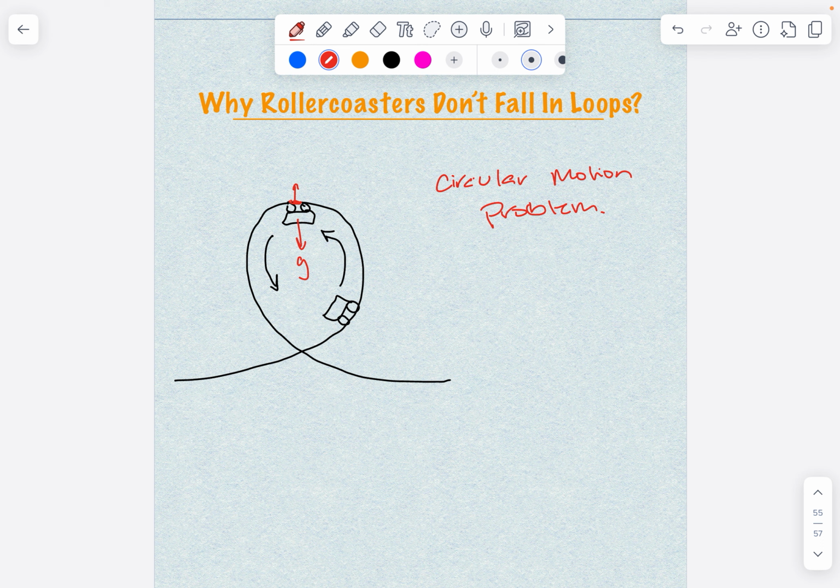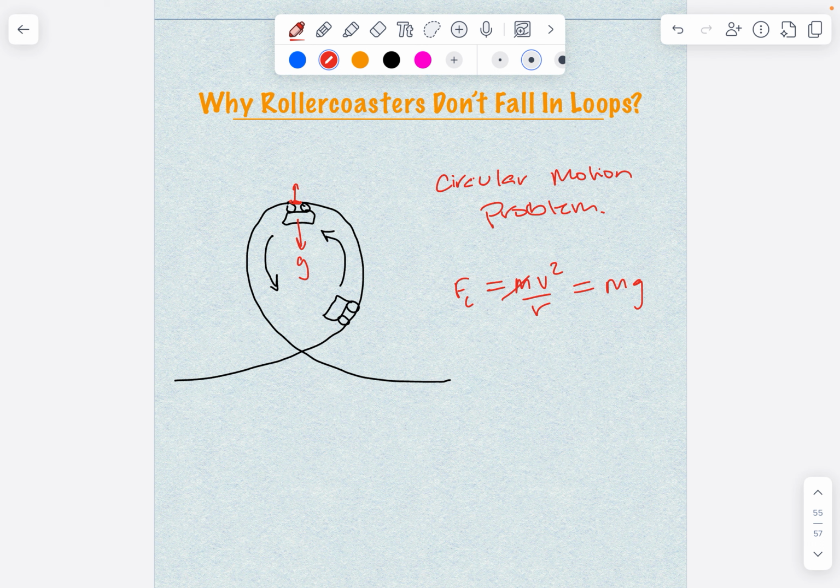So from circular motion, we know that centripetal force is equal to mass times velocity squared over r. In this case, the only force pointing towards the center is mg, weight or force of gravity. So I'm just going to rewrite this as mg.